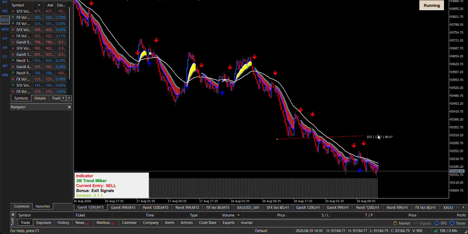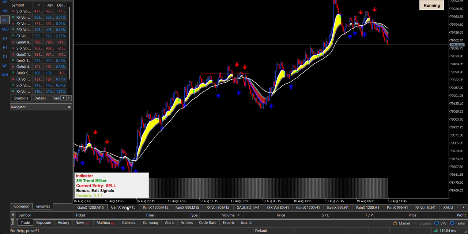But if it does not, then that means it is finding it difficult to break out below this support zone, and it will switch back into an uptrend. And as you can see, it broke out below it because it is still on a downtrend and it is selling at the moment. So that is the beautiful thing about this particular strategy. Okay, so if you really understand how it works, then you are most likely to be milking the market on a daily basis like this. Now let's check out Ganex 999.